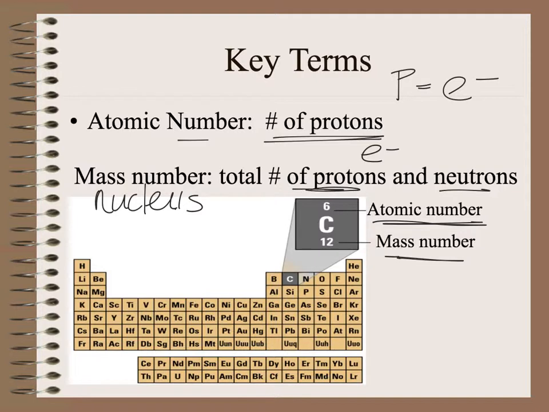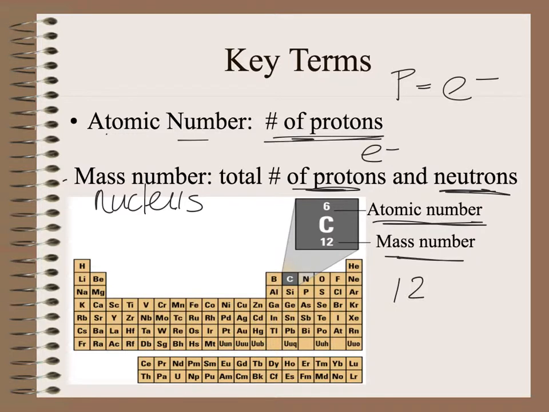So if the protons are given to us by the atomic number, all we need to do here is subtract: mass number minus atomic number, and that will give us the number of neutrons. So carbon here is pretty easy.